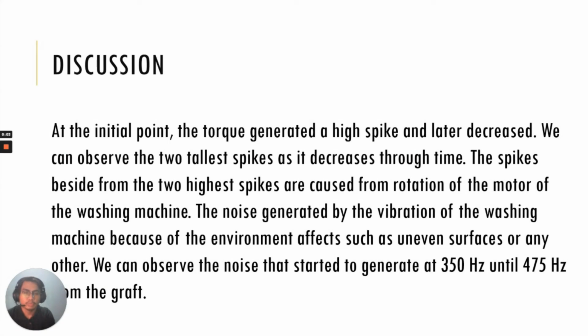For the discussion, we observed the frequency domain. At the initial point, the torque generated a high spike and later decreased. We can observe the two taller spikes as it is decreasing through time. The spikes beside the two higher spikes are caused by the rotation of the motor of the washing machine. The noise is generated by the vibration of the washing machine because of environmental effects, such as uneven surfaces or others. We can observe the noise starting to generate at 350 Hz until 475 Hz from the graph.